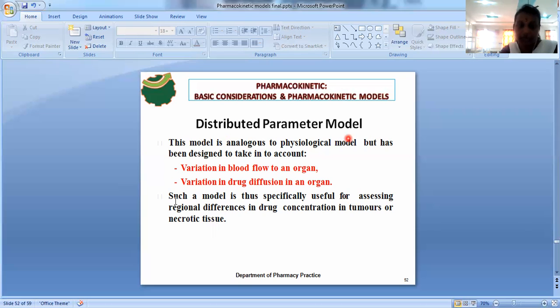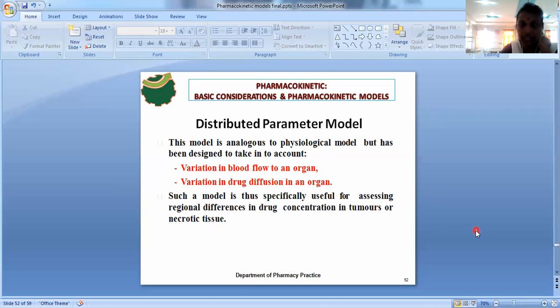The only difference here is that physiologically based pharmacokinetic models depend upon the blood flow and the perfusion rate. The distributed parameter model is designed on the assumption of variations in the blood flow to an organ and variations in the drug diffusion in the organ. It is mainly used in assessing regional differences in the drug concentration in tumors as well as necrotic tissues.